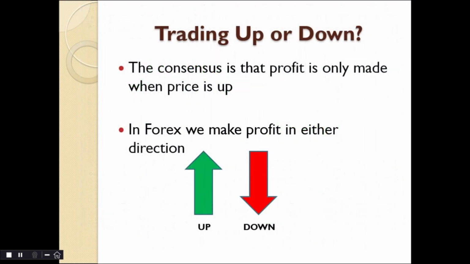Now, whether we are trading upward or downward, we'll make profit in either direction. When we are trading upward, we say we are going long or we are buying. And when we are trading downward, we say we are going short or we are selling. In either direction, we aim at making profit.